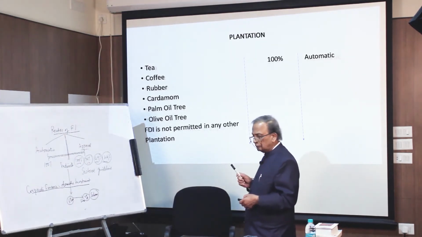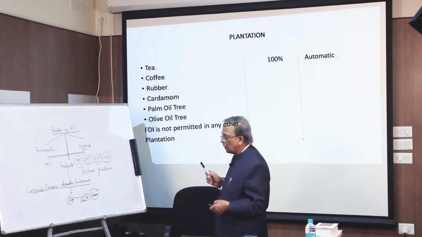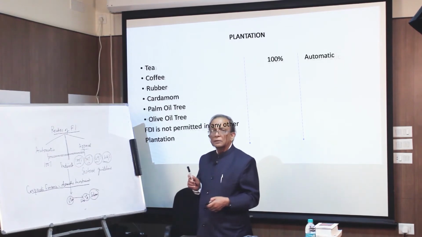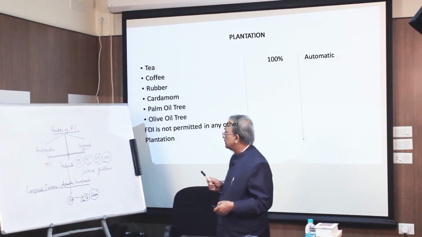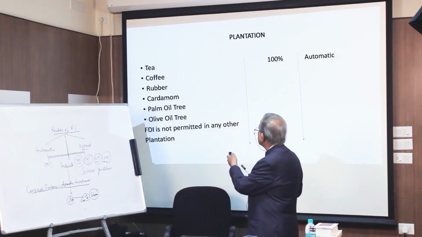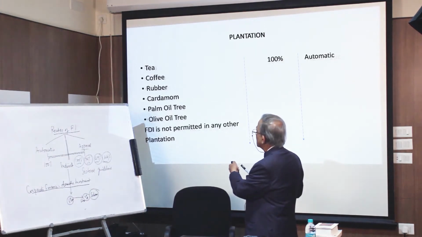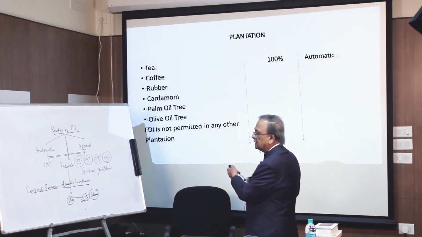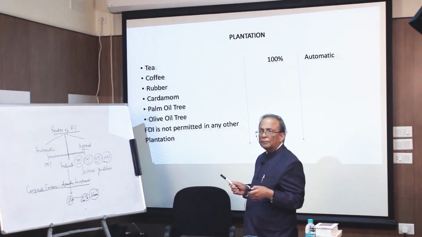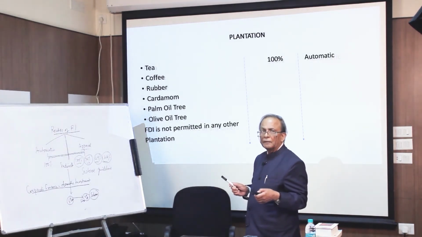Plantation, India is one of the important countries for plantation management and plantation products. But you can see that these are the plantations which can take 100% automatic route: tea plantation, coffee, rubber, cardamom, palm oil tree and olive oil tree. 1, 2, 3, 4, 5, 6. Besides these 6, you cannot take any plantation for foreign funding.